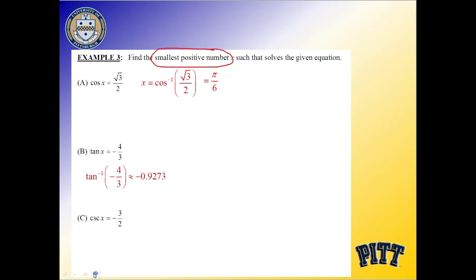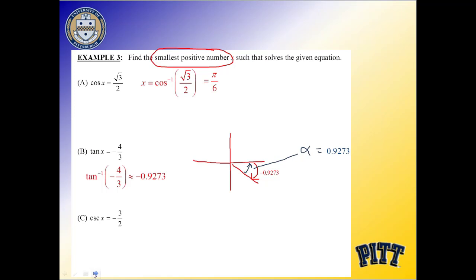The problem is that's not a positive number. I'm looking for the smallest positive value of x that would cause this to happen. So I have to think about, okay, well, that's the answer I'm getting from the arctangent function. I've got to figure out where else tangent can be negative. Well, first of all, I know that it has a reference angle of 0.9273. And that's the important thing here, to find out what the reference angle is. Now I'm going to look for the smallest positive number, x.